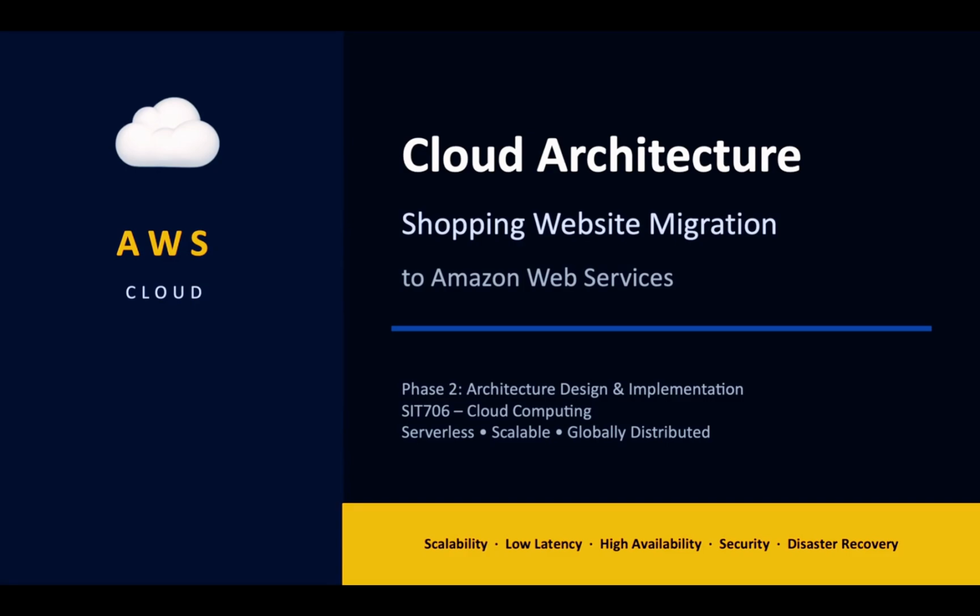2256155024. In this video, I'll be walking you through my proposed AWS cloud architecture design for a shopping website migration. This is phase 2 of my SIT 706 assignment, where I have designed a fully serverless globally distributed solution that addresses a set of specific business requirements. The five key themes you can see at the bottom of the slide, scalability, low latency, high availability, security, and disaster recovery, are exactly what this architecture is built around.